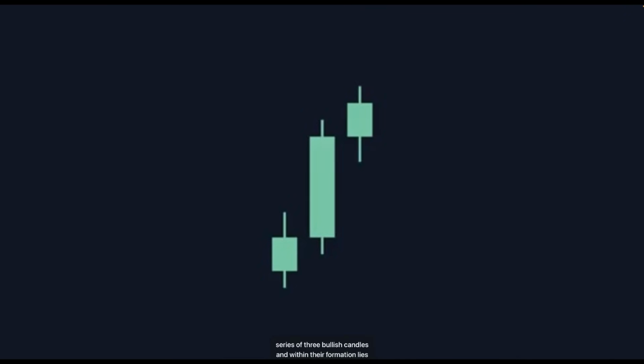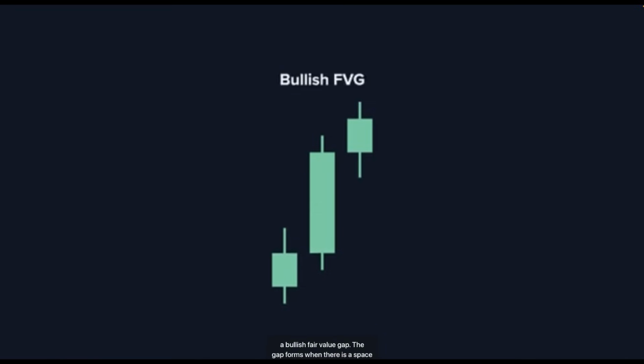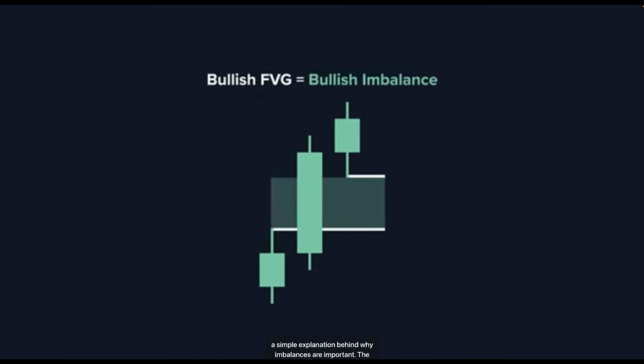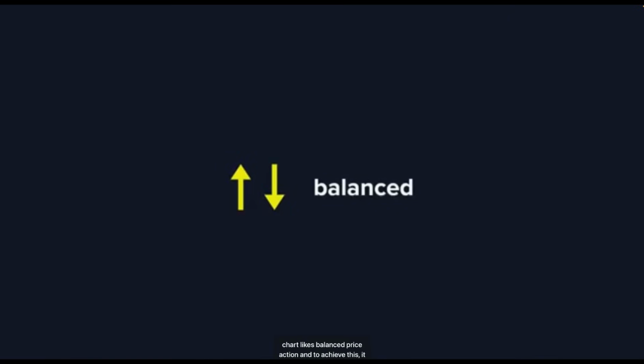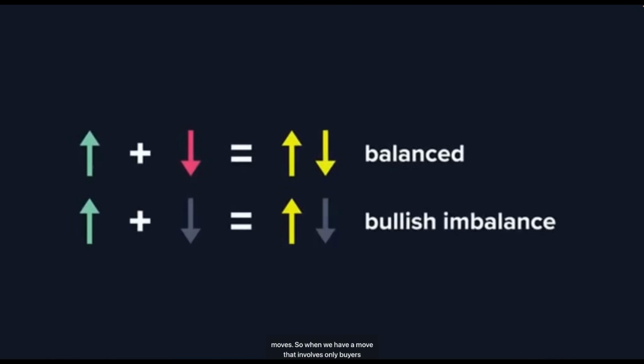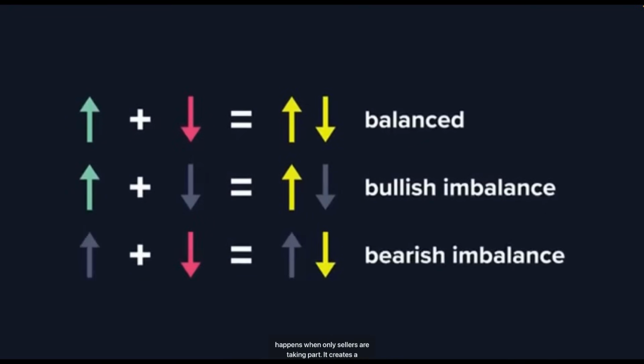Here we have a series of 3 bullish candles, and within their formation lies a bullish fair value gap. The gap forms when there is a space left between the first candle's top wick and the third candle's bottom wick, which is also known as a bullish imbalance. To give a simple explanation behind why imbalances are important, the chart likes balanced price action, and to achieve this, it needs to see both buyers and sellers taking part in moves. So when we have a move that involves only buyers taking part, this creates a bullish imbalance. And the same happens when only sellers are taking part. It creates a bearish imbalance.